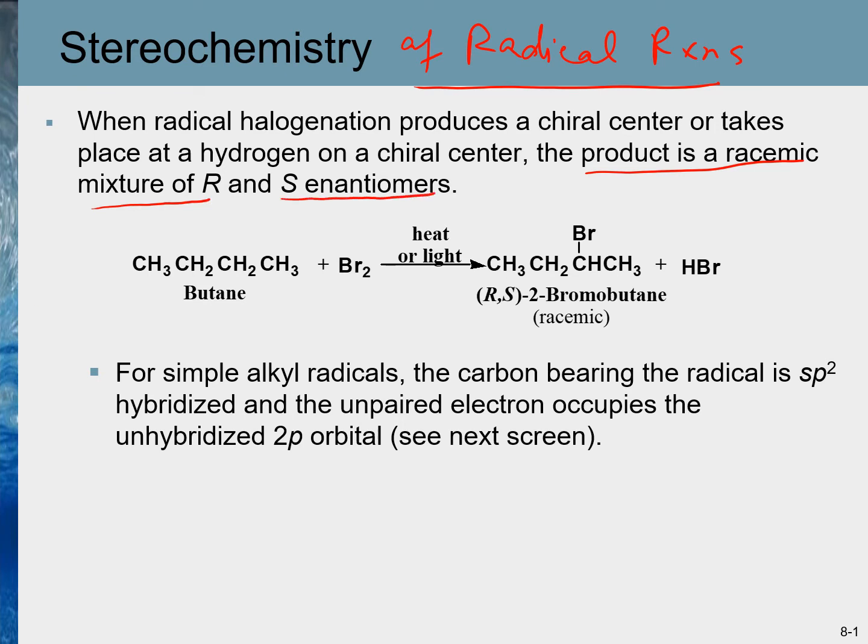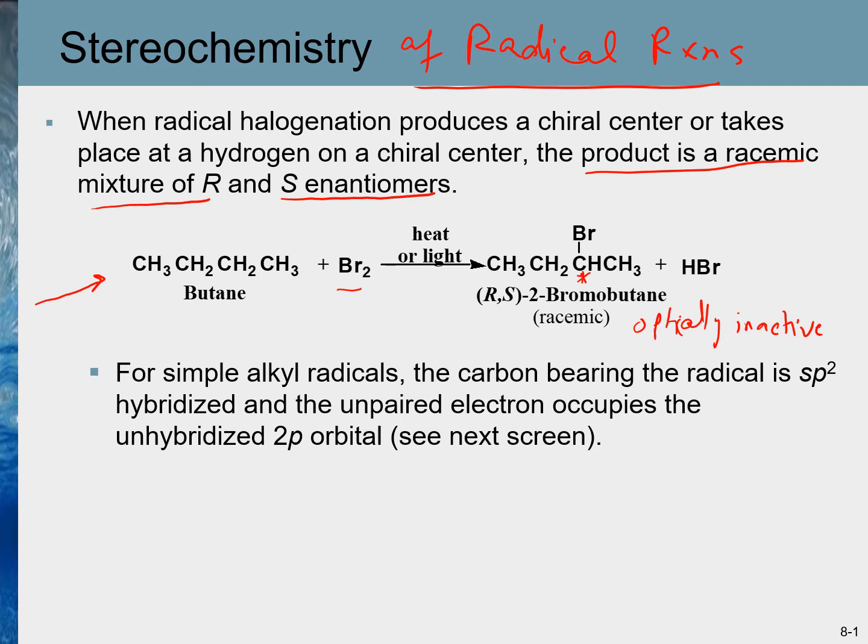For example, a reaction between butane and bromine is shown here. The product is 2-bromobutane. In the product, carbon number 2 is a chiral center. So although the product has a chiral center, because it's 50% R and 50% S, the product is optically inactive because racemic mixtures do not interact with plane polarized light.